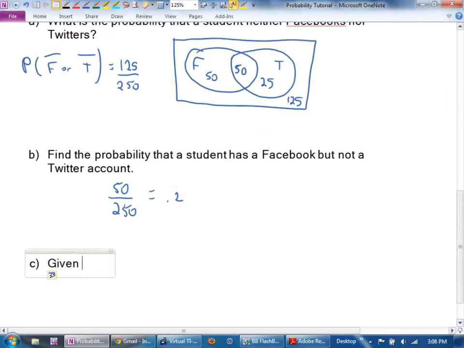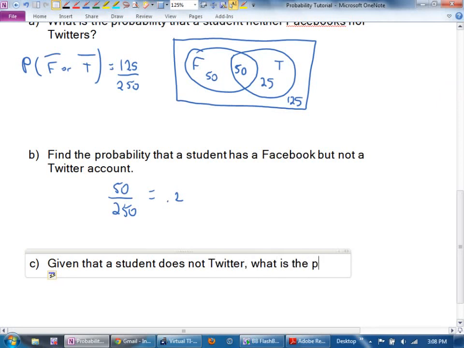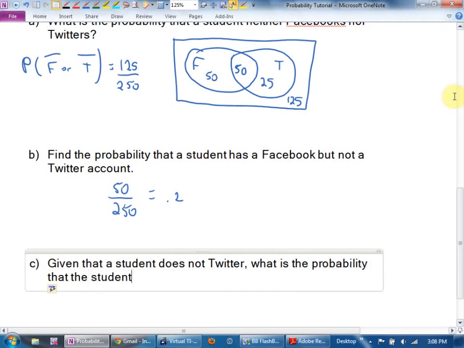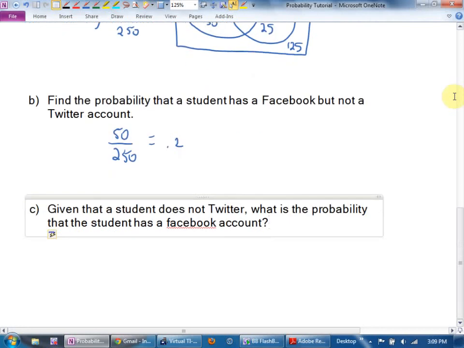Given that a student does not have Twitter, what is the probability that the student has a Facebook account? I could ask you a conditional probability. How do I know this is a conditional probability, Leslie? What's my trigger word? Given.